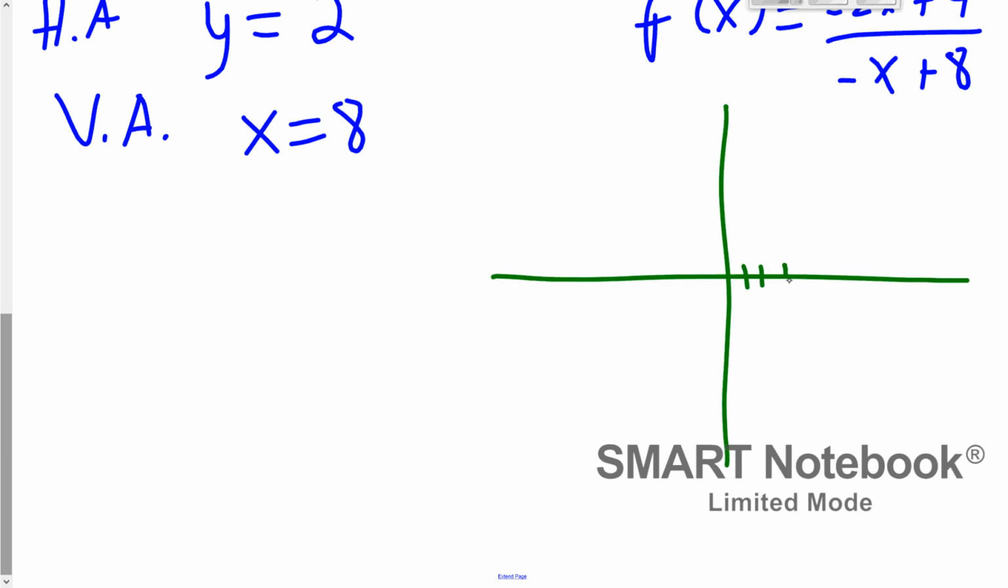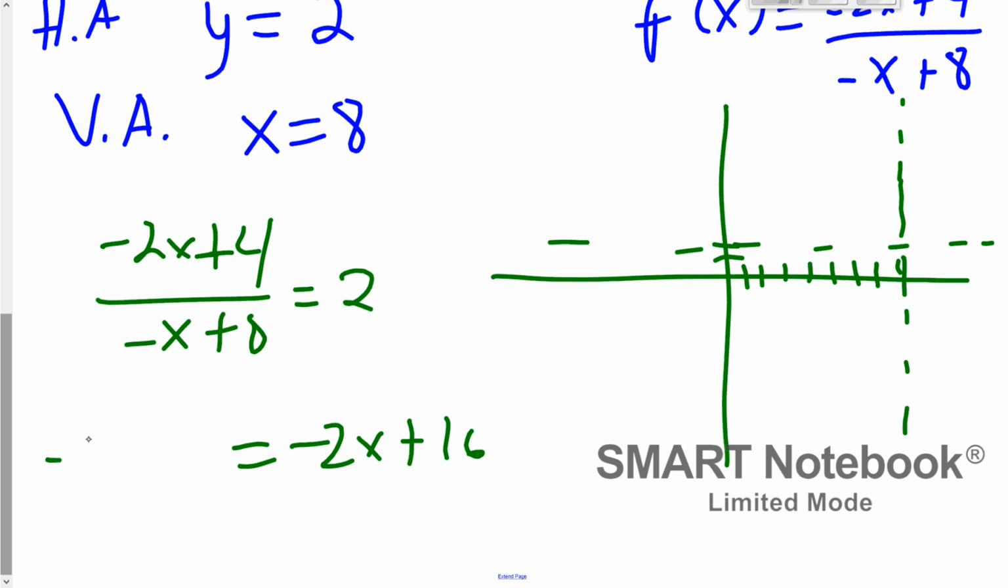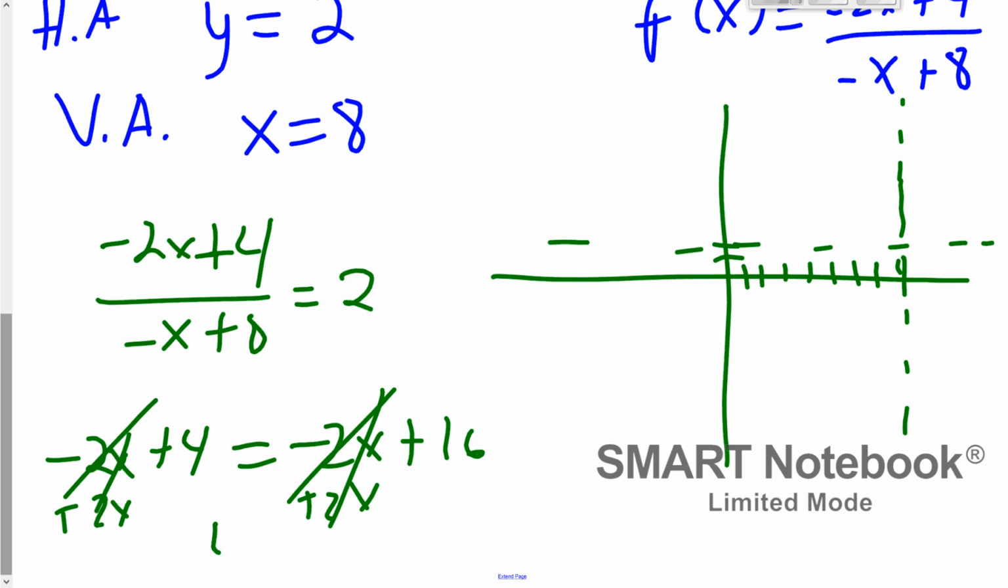So at x equals 8, 1, 2, 3, 4, 5, 6, 7, 8, I have my vertical asymptote, and y equals 2, 1, 2, horizontal asymptote. Check to see if our equation, negative 2x plus 4 over negative x plus 8, equals our horizontal asymptote, which is 2. Multiply both sides by the denominator, you get negative 2x plus 16 equals negative 2x plus 4. These x's are the same on both sides, right? So if I added 2x on both sides, the 2x on both sides will be canceled. We get 4 equals 16. That's not true, so it's not going to cross that line.